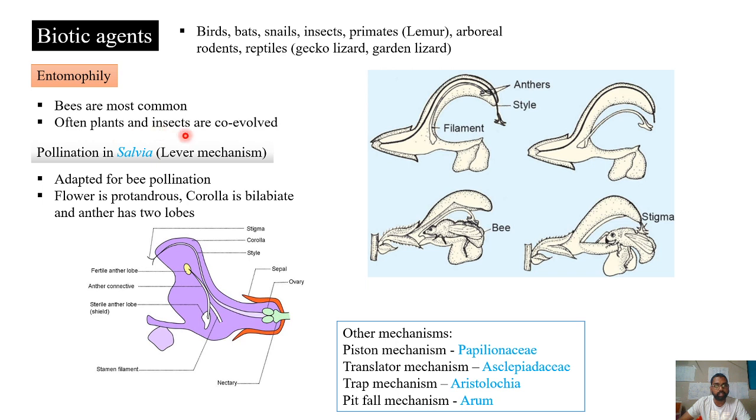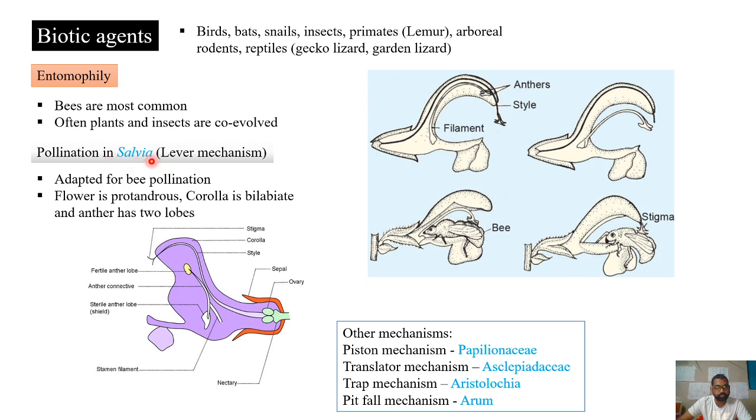Often plants and insects are co-evolved. So there will be co-evolution. That is, when the plant evolves, the insect also will evolve. And if the insect evolves, again the plant will evolve. So there is always a co-evolution between the plant and insect. The relationship between the two different species, one plant species and one insect species, is so close that there will be co-evolution of these.